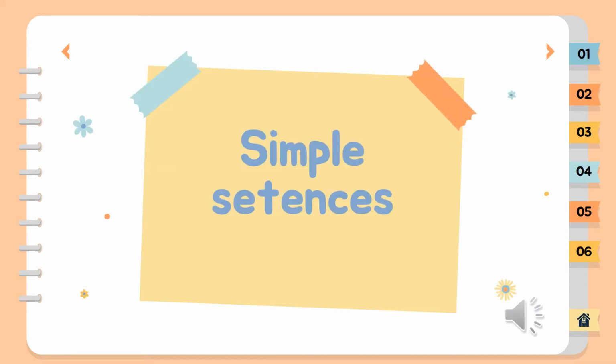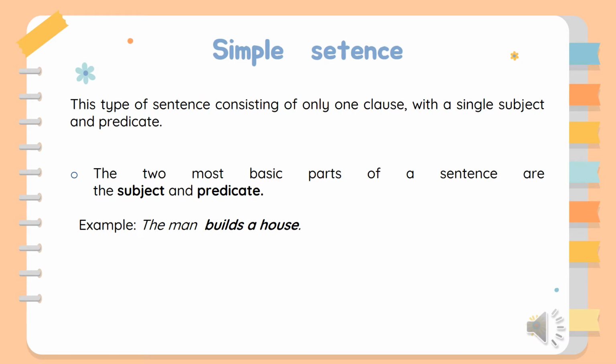Let's talk about simple sentences. This type of sentence consists of only one clause with a single subject and predicate. The two most basic parts of a sentence are the subject and predicate. The subject of a sentence is the person, place, or thing that is performing the action of the sentence. The subject represents what or whom the sentence is about.